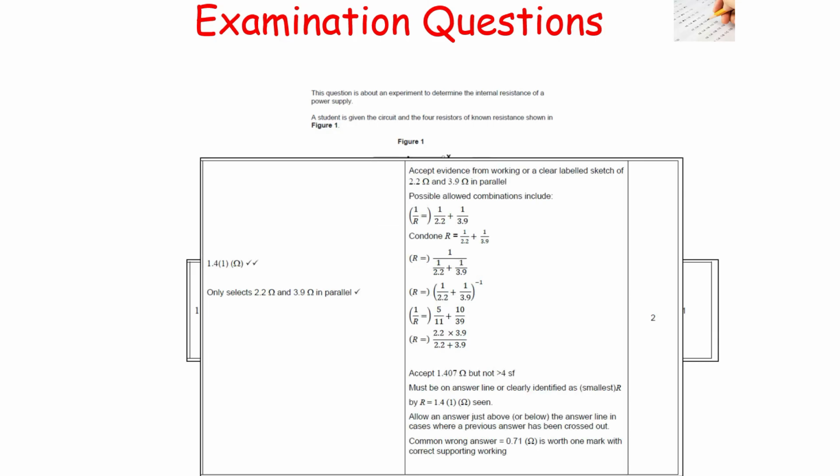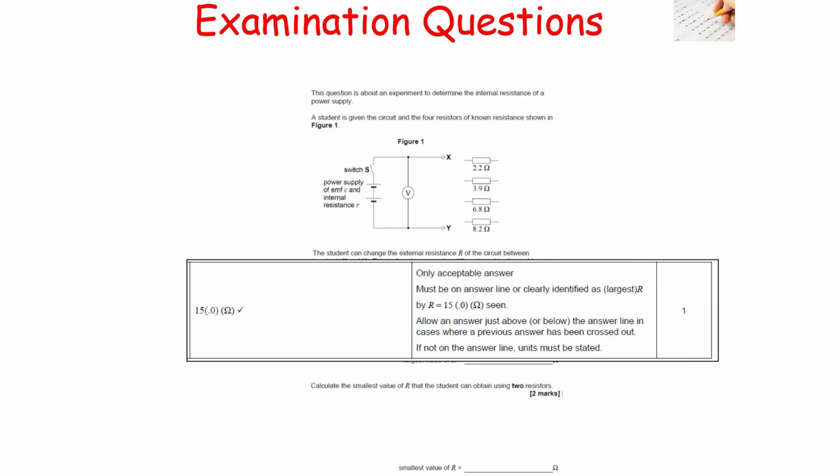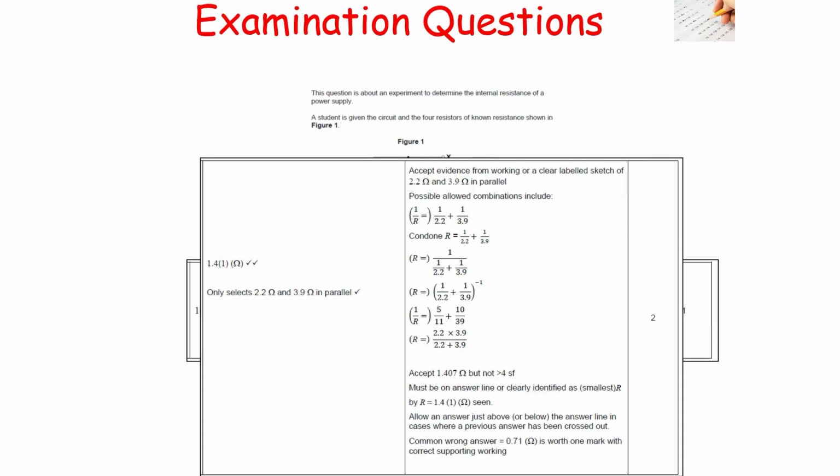Now to find the smallest one, what you will do is add 2 values but in parallel. You need to select the 2 smallest values and place them in parallel, because when you add them in parallel it decreases the resistance even more. So you say 1 over R total equals 1 over 2.2 plus 1 over 3.9. You work it through and you get 1.4 ohms.